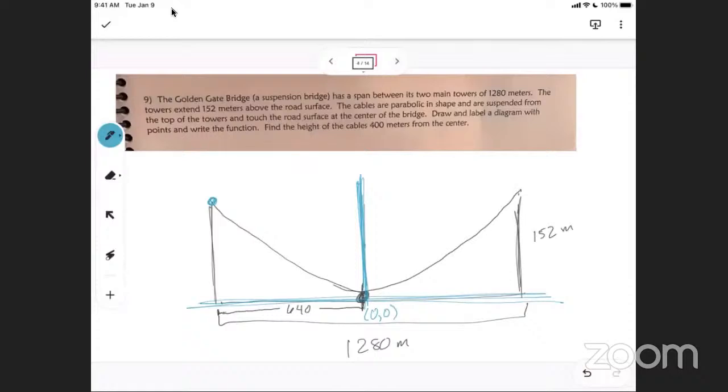I can't see your cursor. Oh, wait, why? Yeah, you're right. Why can't you see it? Oh, you can't see it? I just saw you circle it. Okay, so sorry about that. You're fine.